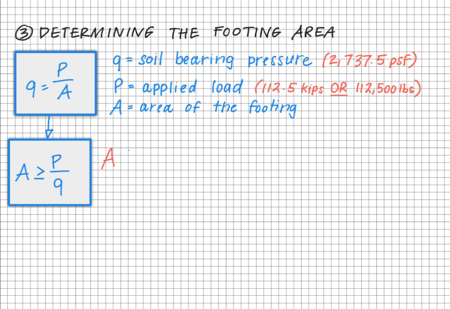So when we put it all together, we know that A has to be greater than or equal to 112,500 pounds divided by our Q net, which is 2,737.5 pounds per square foot. Our pounds cancel out, and that gives us an area of 41.095, which we can just round to 41.1 square feet. This means that the total area of our footing has to be greater than or equal to 41.1 square feet in order for it to sustain the design loads of the column.